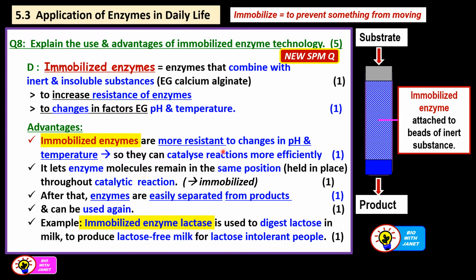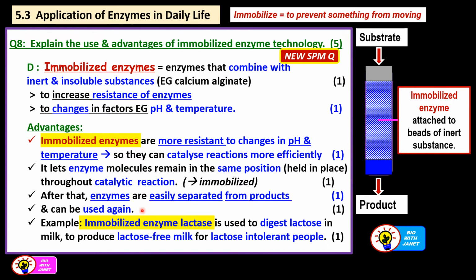So the advantages of immobilized enzyme. Since they are fixed in position, they are more resistant to changes in pH and temperature, so they can catalyze reactions more efficiently. It lets the enzyme molecules remain in the same position throughout the catalytic reaction, all right? That's why it's called immobilized enzyme. Now you can see the picture here, the column here has a lot of these beads of inert substance, and the enzyme is bound to the beads. So the substrate is poured in at the top, and out will come the product. Okay, this is just one example of immobilized enzyme technology.